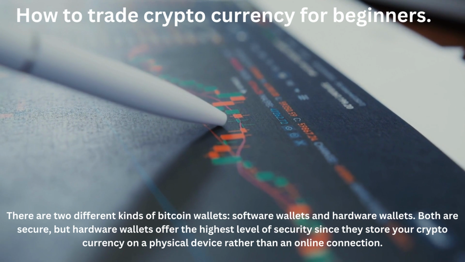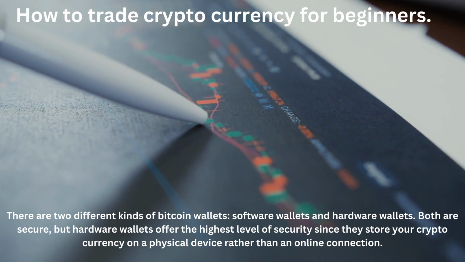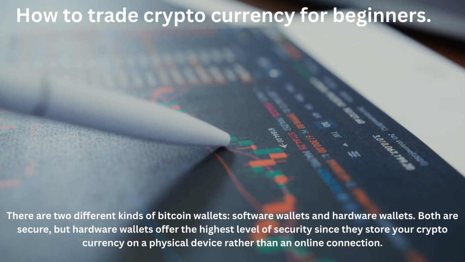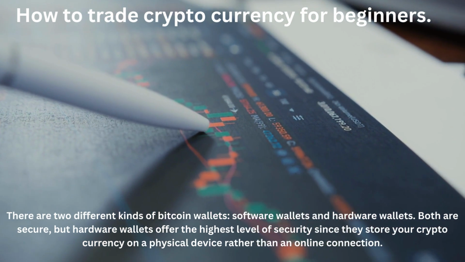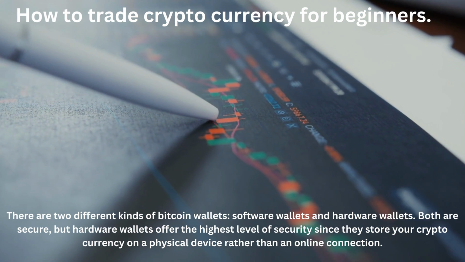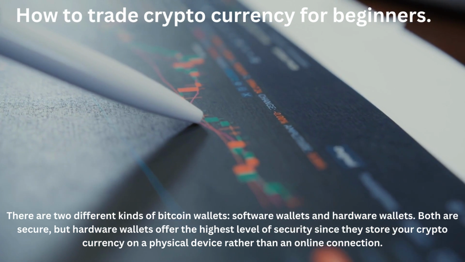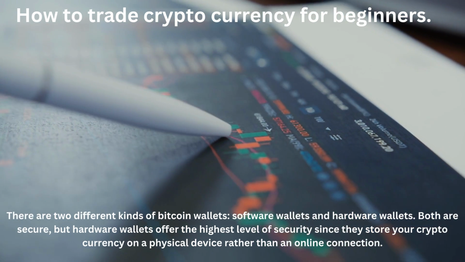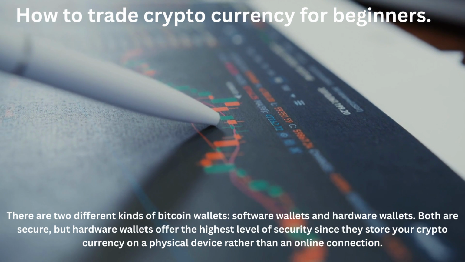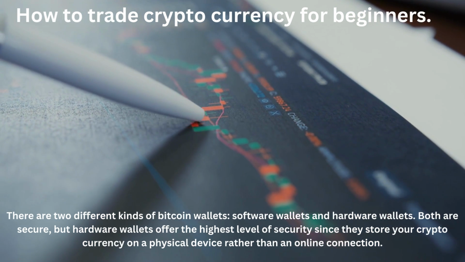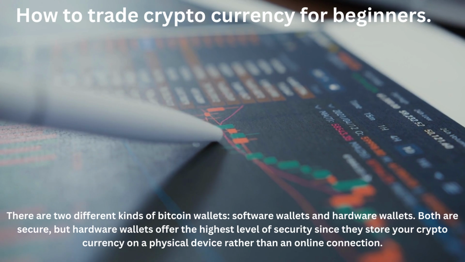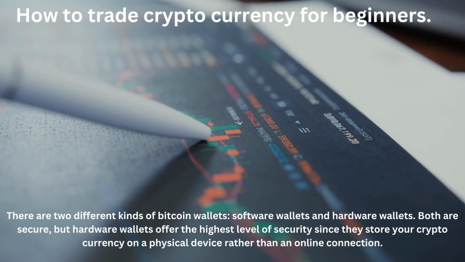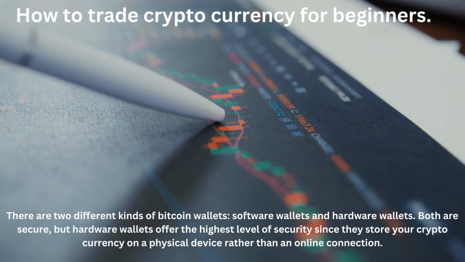Store your cryptocurrency. You'll need to keep your money on the exchange if you're actively trading BTC in order to have access to it. For instance, if you plan to acquire cryptocurrencies to hold for the medium to long term, you should do that with cryptocurrency wallets. There are two different kinds of Bitcoin wallets, software wallets and hardware wallets. Both are secure, but hardware wallets offer the highest level of security since they store your cryptocurrency on a physical device rather than an online connection.